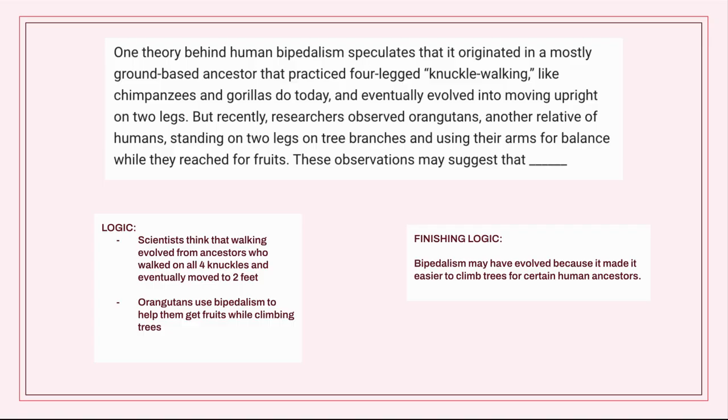So I think this one's a little tricky because there are a lot of things just kind of being named here. But I think all it's saying is that bipedalism may have also evolved because certain ancestors lived in the trees, and being able to stand on two legs in the branches probably made it easier to get fruit, like for the orangutans. So it's a little different than just what we thought before.